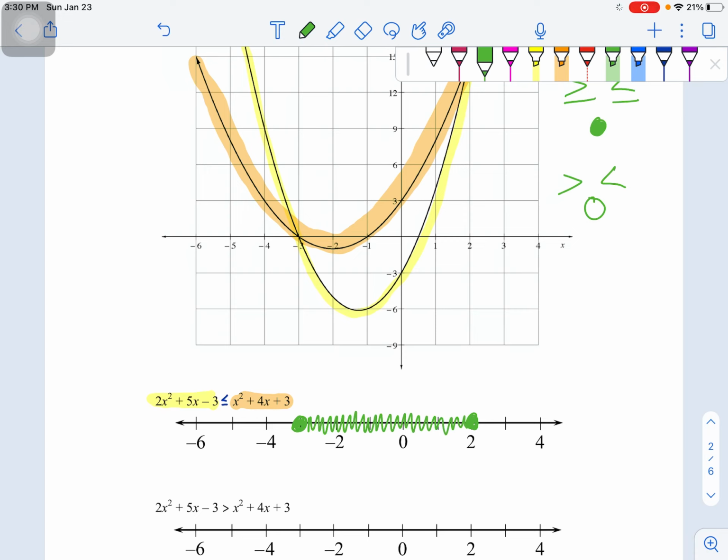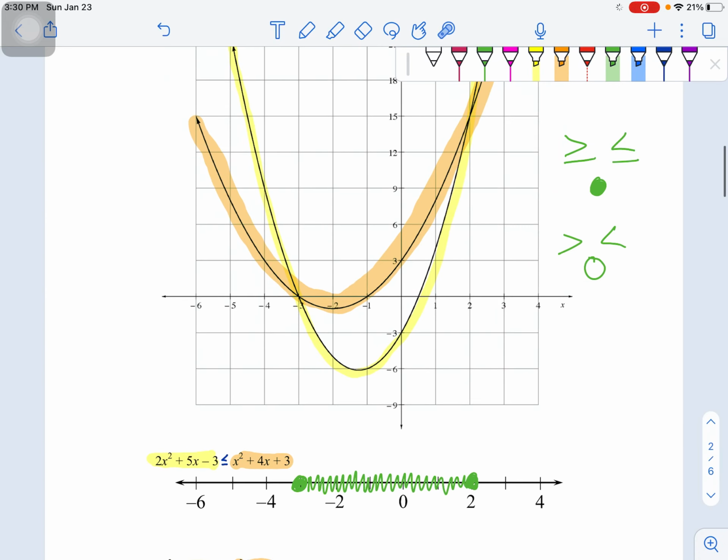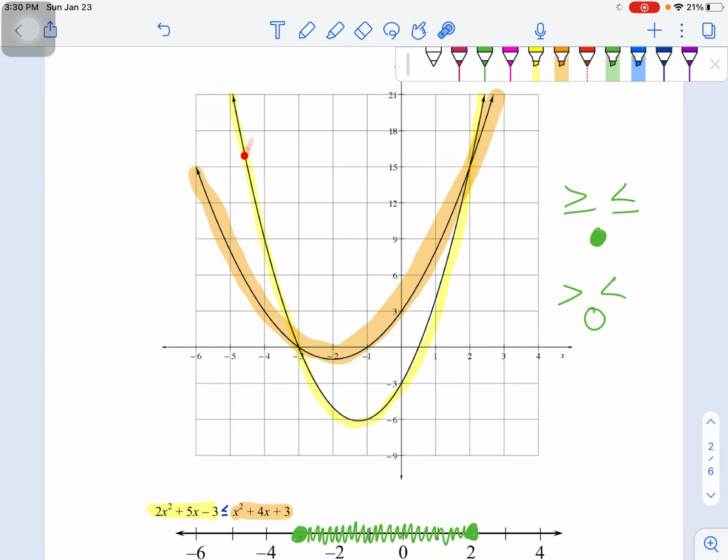Okay. Now let's do that again, but let's change the symbol. We have our yellow graph and our orange graph. Where is the yellow graph greater than the orange graph? Where is the yellow graph bigger than the orange graph? And I can see it's actually in two sections. Right here, the yellow is bigger, and right here. So that's two different pieces to the graph, right?